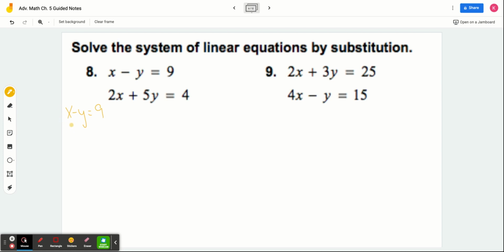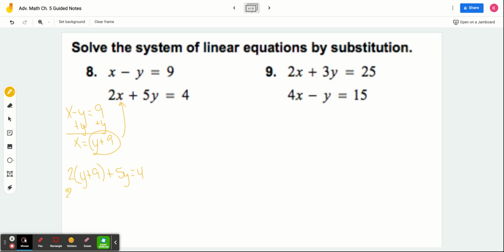I'm going to decide to solve for x here. So I know that I'm going to have to add y to both sides. So x is equal to y plus 9. Now, I can take this expression and plug it into my second equation. So I'm going to have 2 times y plus 9 plus 5y equals 4.